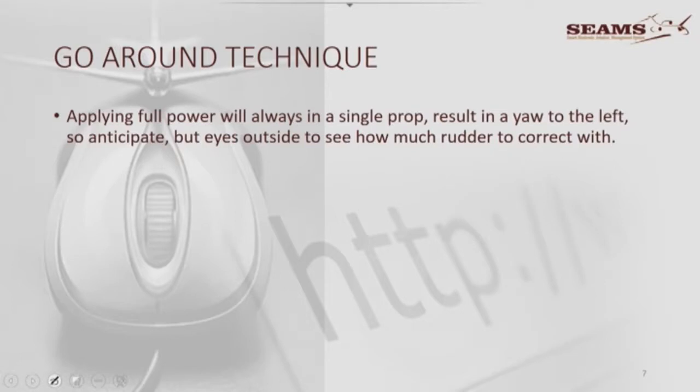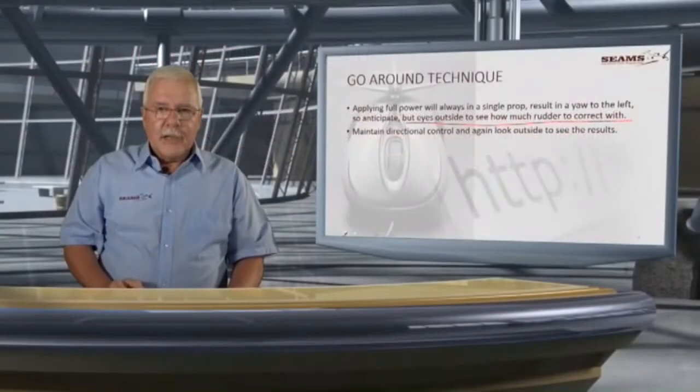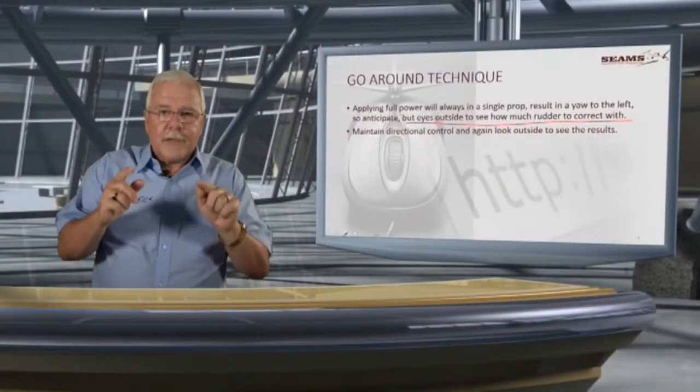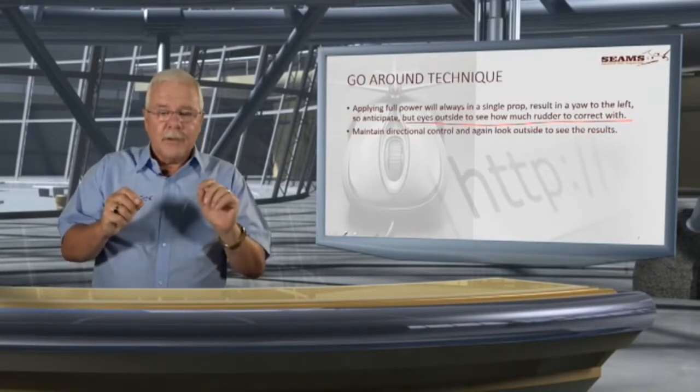Applying full power on a single prop always results in a yaw to the left. Not going to say too much, but remember, eyes outside. Then you will know to correct. Don't let it run all over the runway. Just watch where you're going. Maintain direction control and look outside. See the result. Now, remember, we look outside and we peep inside. We don't look inside and then up. We look outside and peep inside.